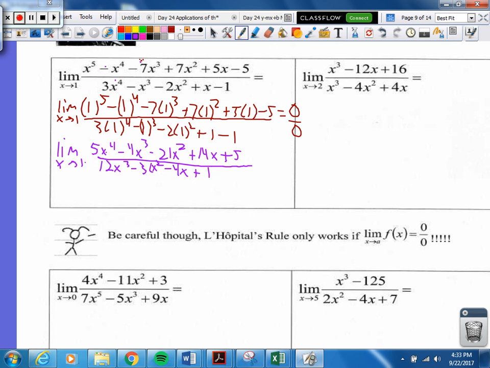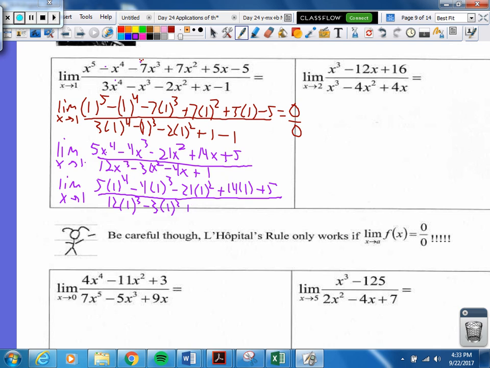Oh yeah, so I did the derivative of the numerator and denominator. Let's plug in 1. Limit as x approaches 1 of 5 times 1 to the fourth minus 4 times 1 to the third minus 21 times 1 squared plus 14 times 1 plus 5 equals 12 times 1 to the third minus 3 times 1 squared minus 4 times 1 plus 1 equals. You got it?